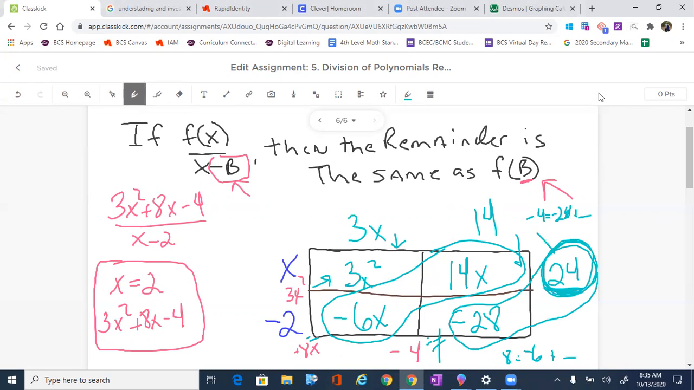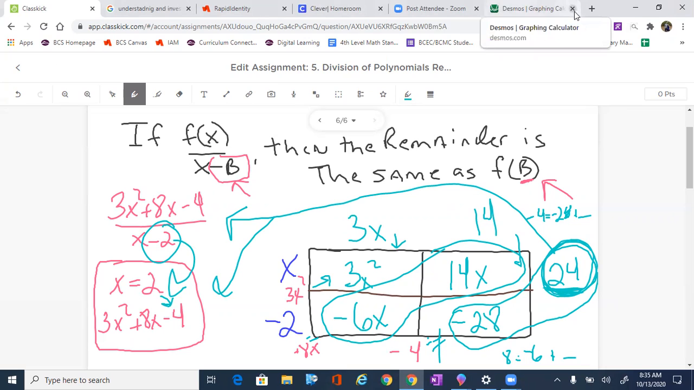Well, now let's check using the remainder theorem. Okay, and what the remainder theorem said again is if I divide a polynomial by a linear term, x minus 2, all I need to do is flip this guy and then plug it in to that. So let's go ahead and check that on Desmos to make sure that it works.